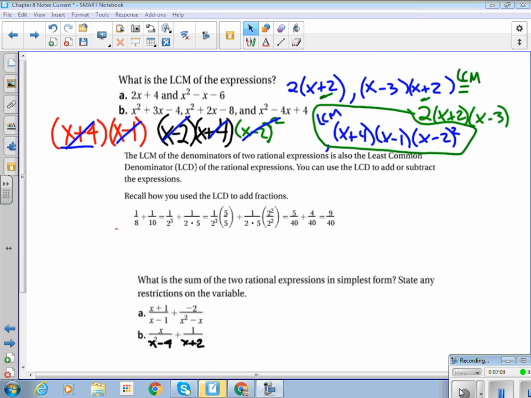So we say, what is each one missing? This one is missing a 5th power. This one is missing a 2 to the 2nd power. So we go ahead and say 2 to the 3rd times 5 is our least common denominator, because we take the highest power of each factor.